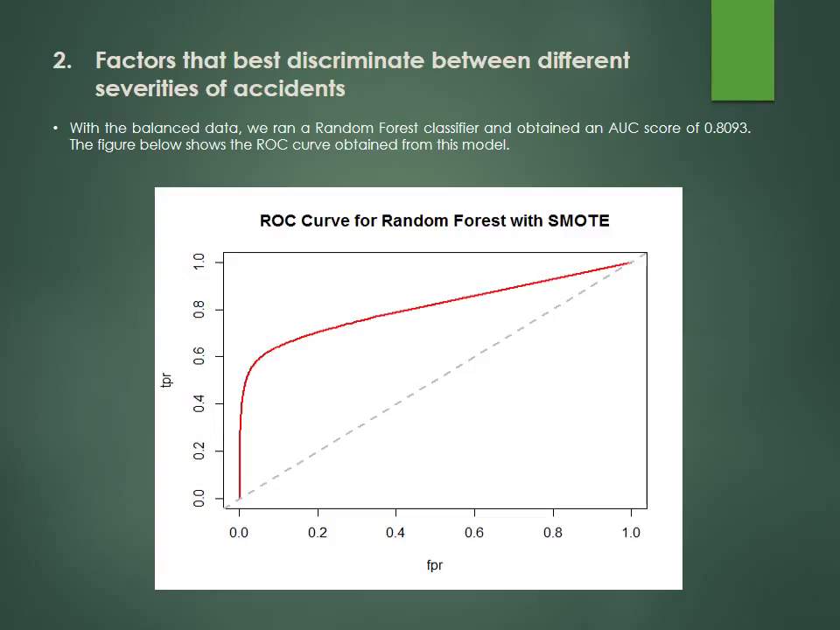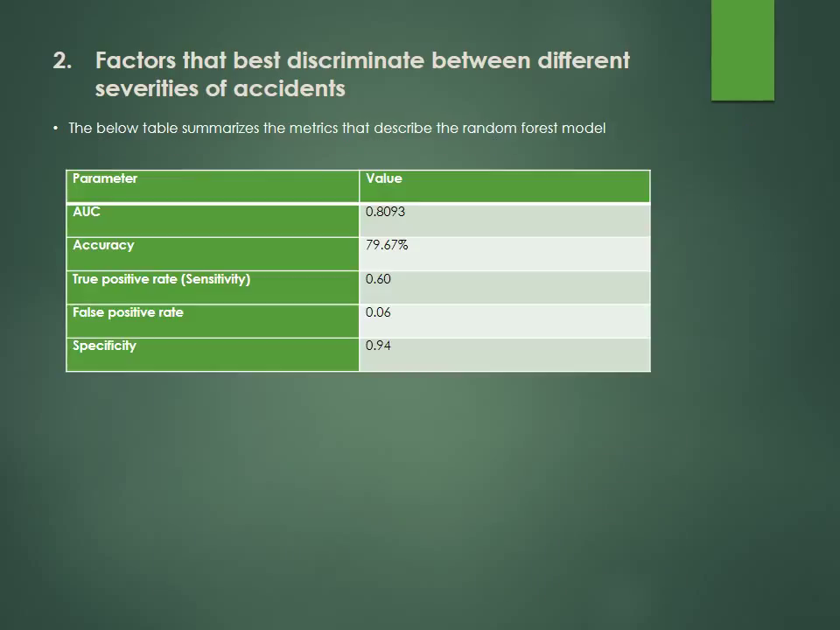The graph over here shows the receiver operating characteristics curve, which gives us the true positive and false positive rates for different points on the curve. This table summarizes the metrics that we got from our random forest model, and as you can see, our model is accurate 80% of the time.